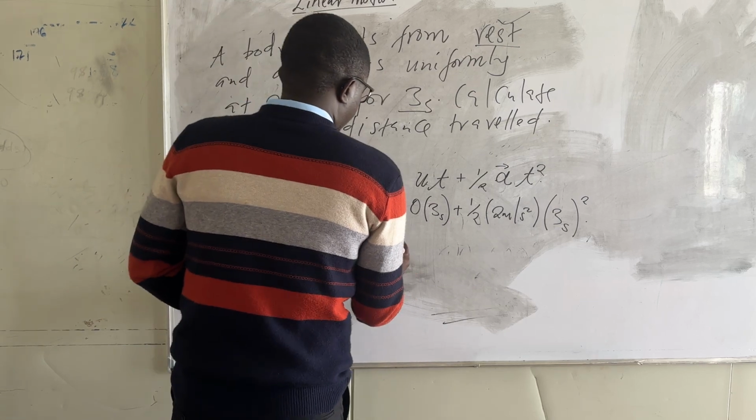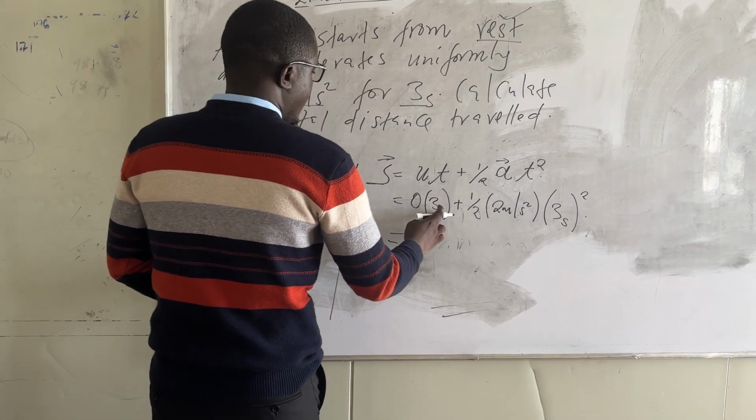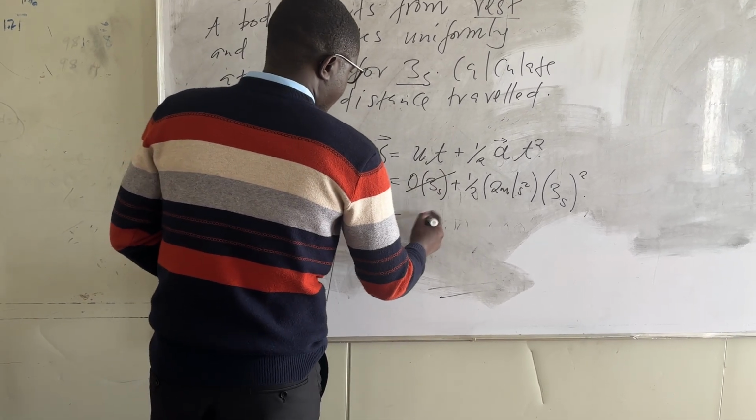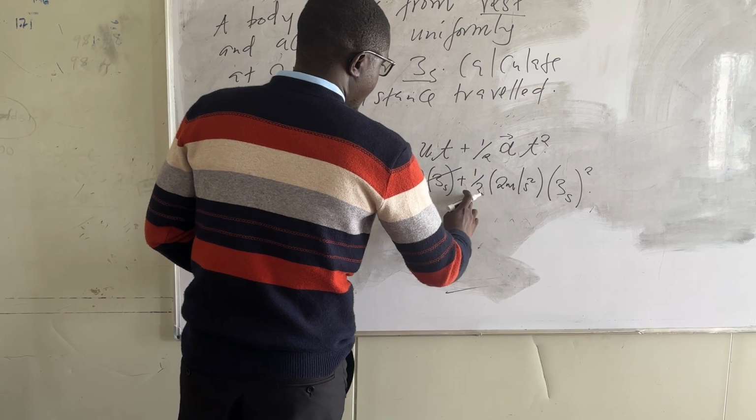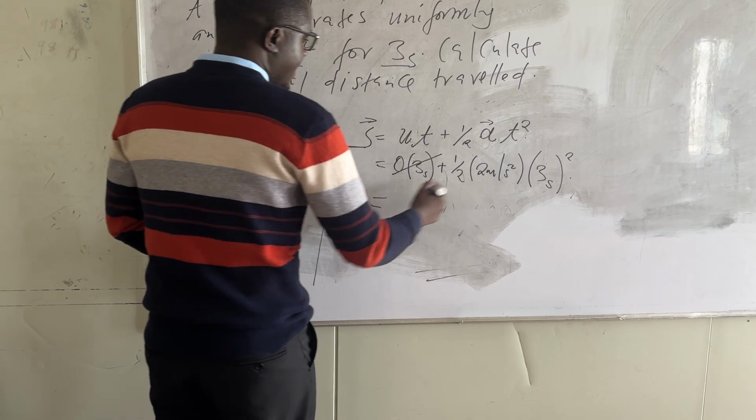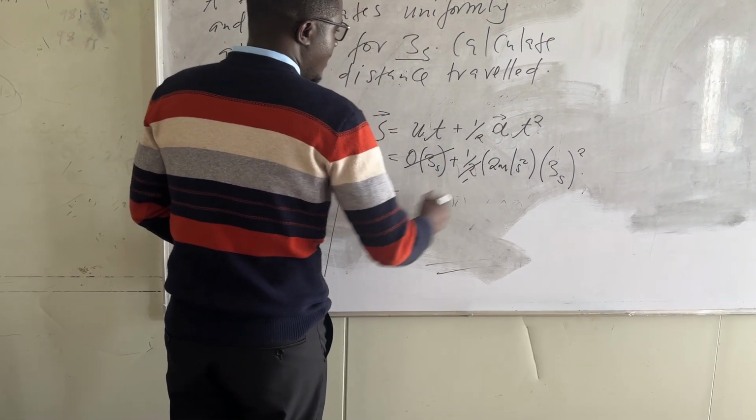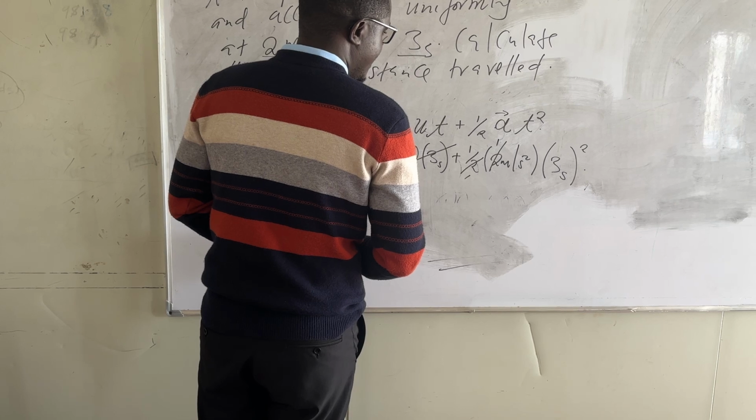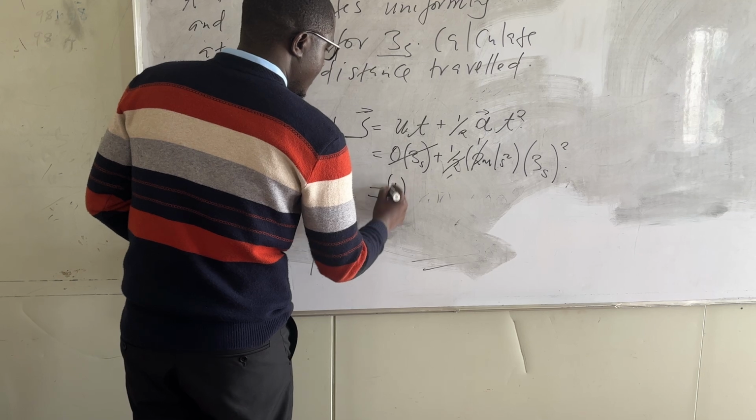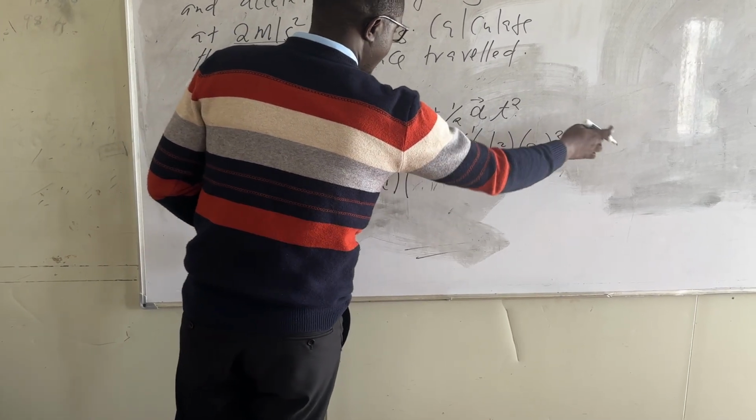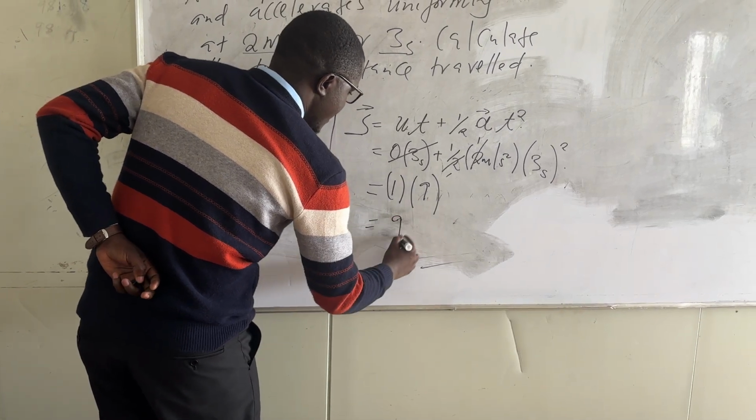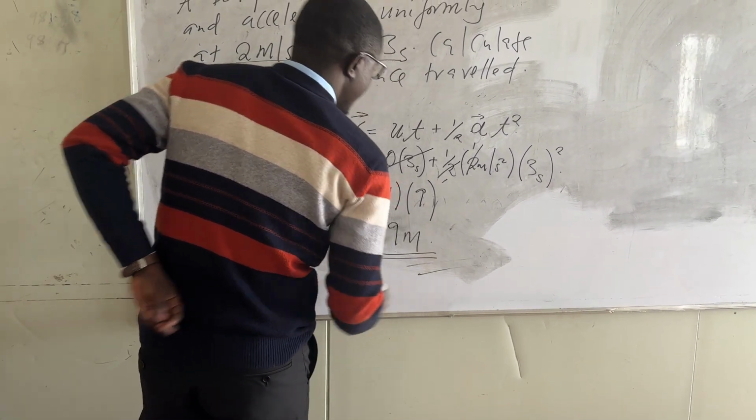Now, with our simple math here, 0 times 3, we are adding 0, so we can ignore this one. So we are going to have half times 2 times 3 to the power 2. We know that half times 2 is 1, like that. Then 3 to the power 2 is 9. So we have 1 times 9, which is 9. So the answer here is 9 meters.